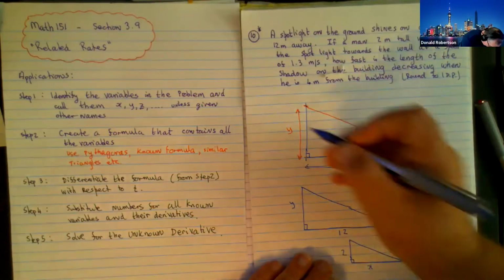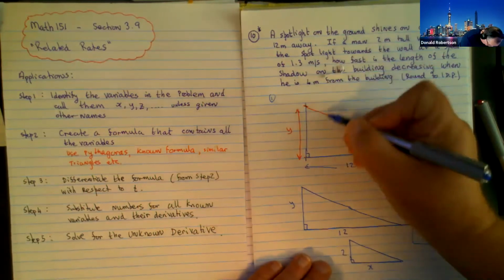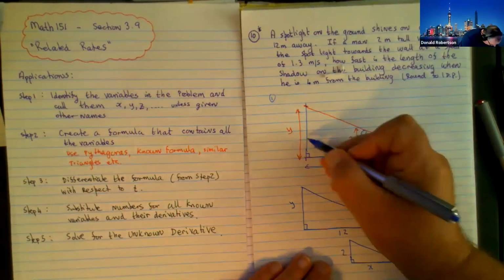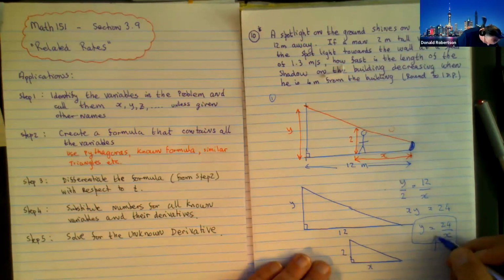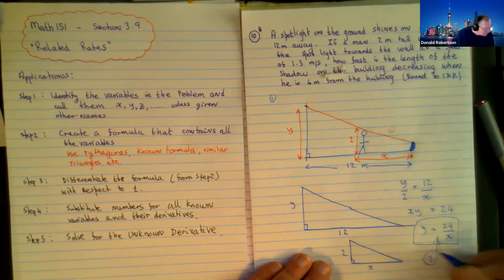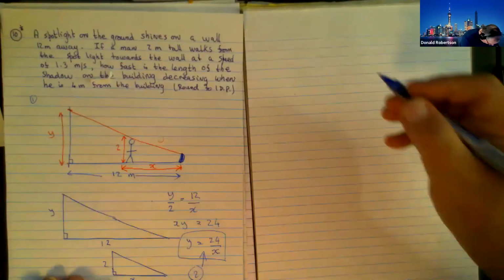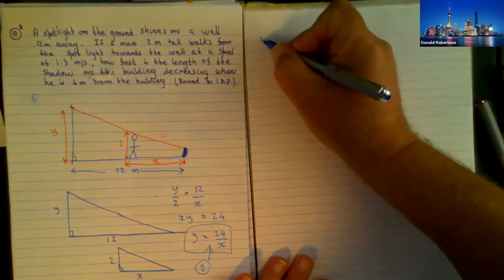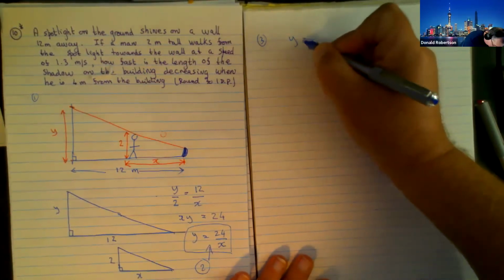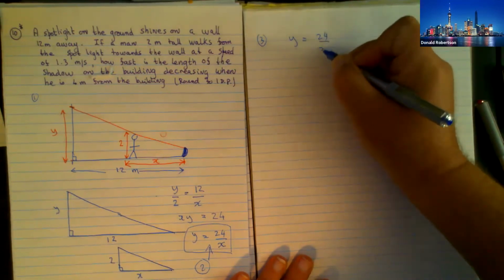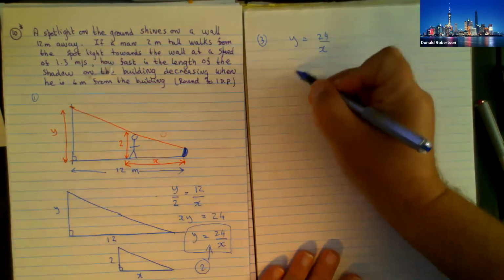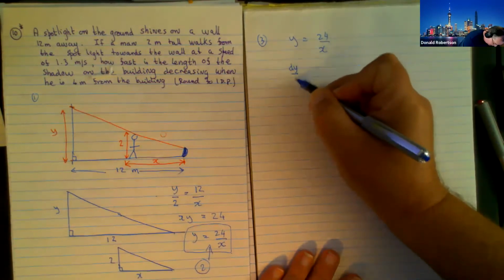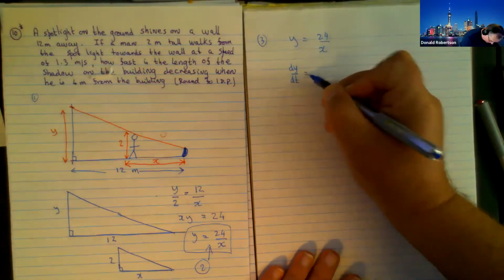So identify the variables. Well, we have, they're called x and y. Create a formula that contains them all. Done that. Step 2. Now I'm going to move on to step 3, which is differentiate your formula with respect to t. So if you differentiate y with respect to t, you get this guy.